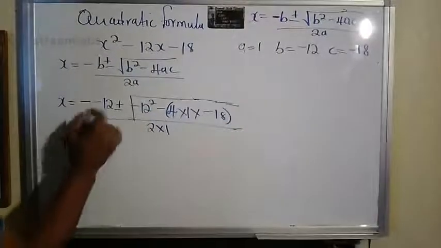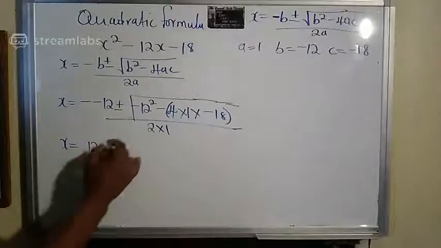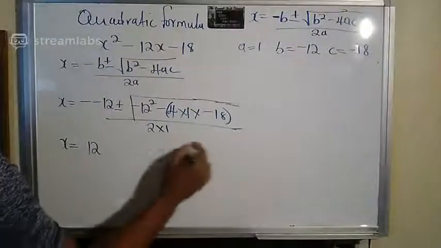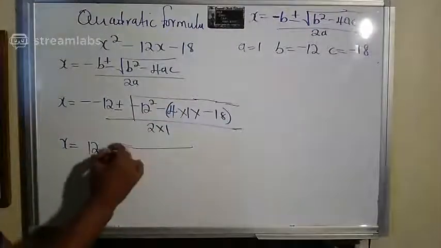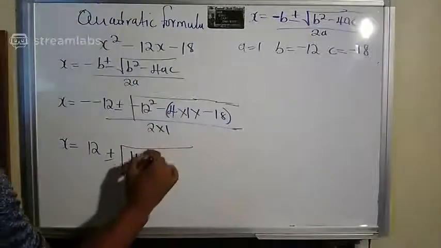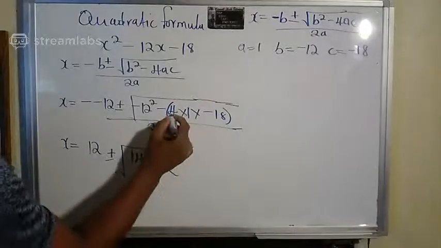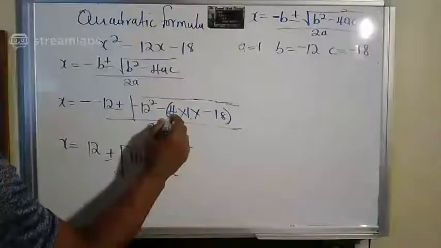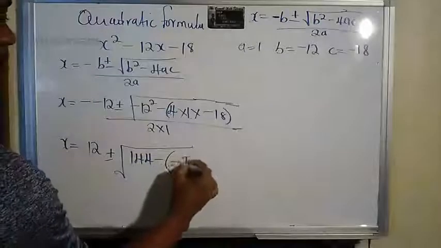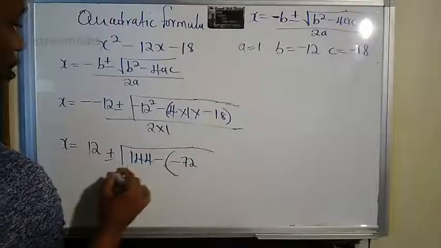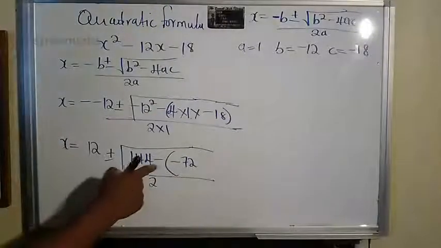Alright, so negative 12 squared will give positive 144. Two negatives together, negative times a negative, give positive. Then put the minus, then you work out the bracket. 4 times 1 is 4, 4 times 18 is 72. So that's a negative 72. And then we divide by 2. We showed in the step here already, so it has become plus.